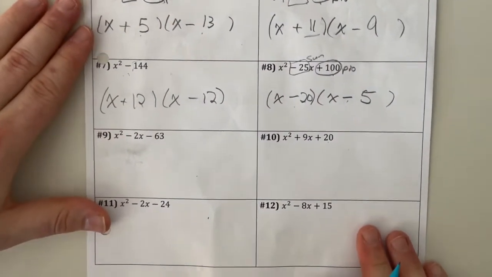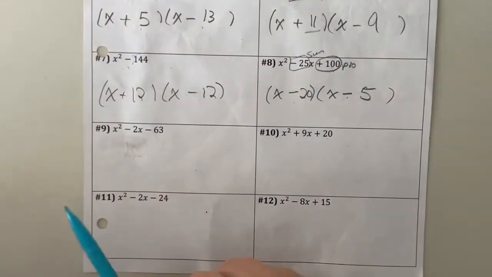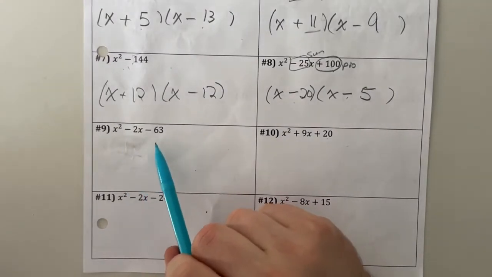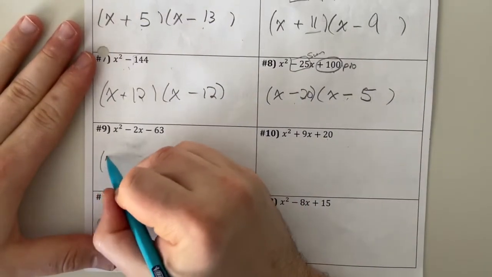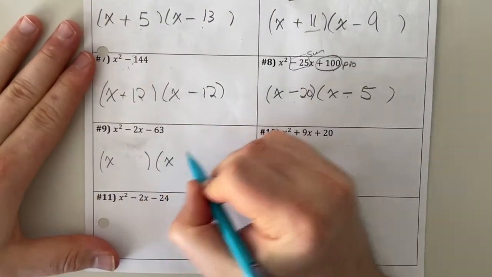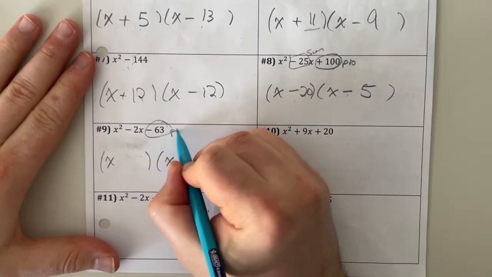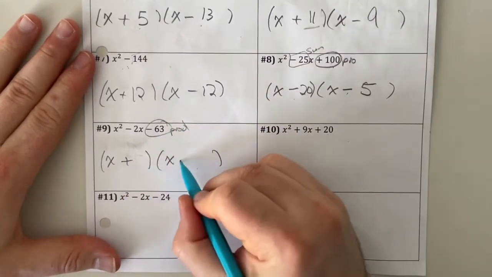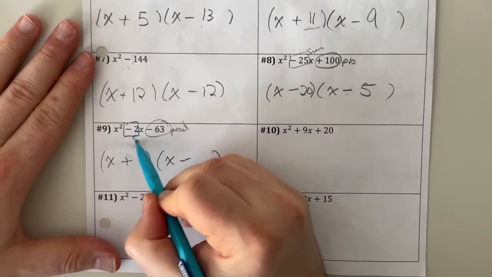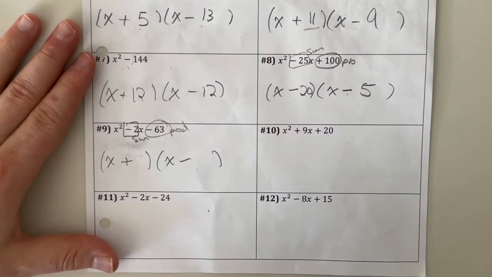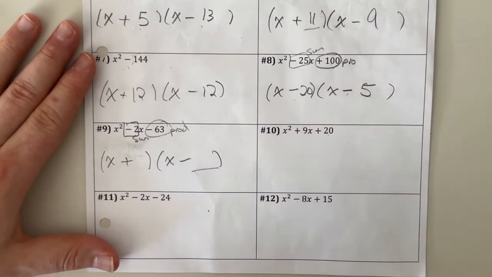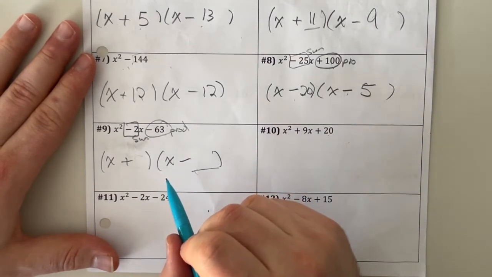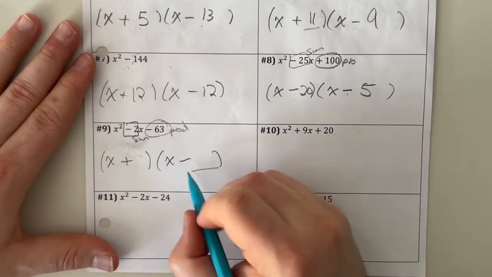For number 9, it has x squared minus 2x minus 63. Make sure you say, okay, I have still my foundation. Look at my product, different signs. I have positive, I have negative, and our sum is going to be negative. So that means the larger value goes by the negative. Some divisors or factors of 63 is going to be 9 and 7.